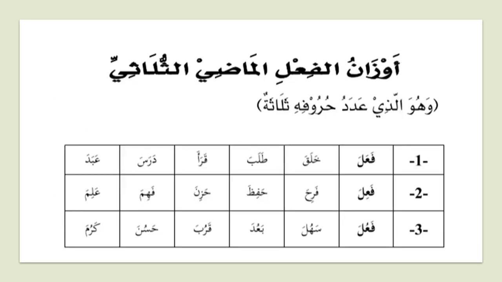And then on page 9, he shows us the three scales that we've taken: فَعَلَ, فَعِلَ, and فَعُلَ. So I'm going to give you the meanings for each verb, and then you can write it down and memorize it as well. خلق, we've taken that. What's the meaning of خلق? To create, or he created.